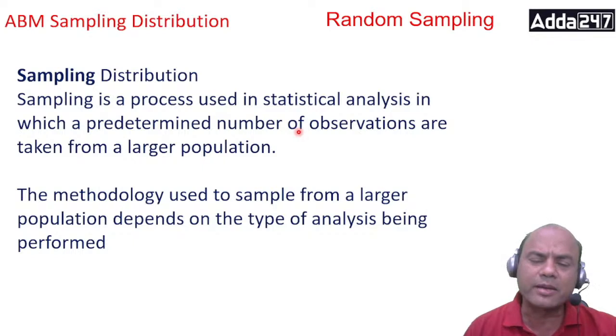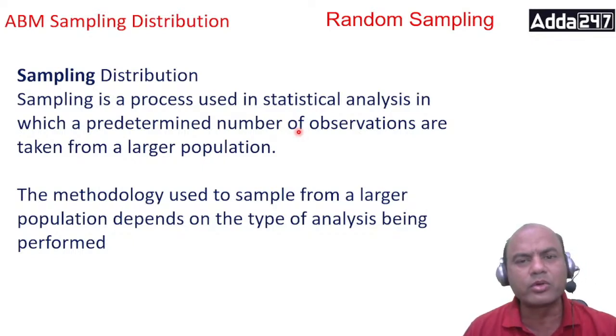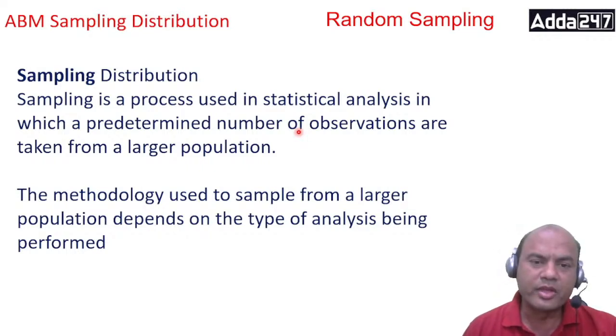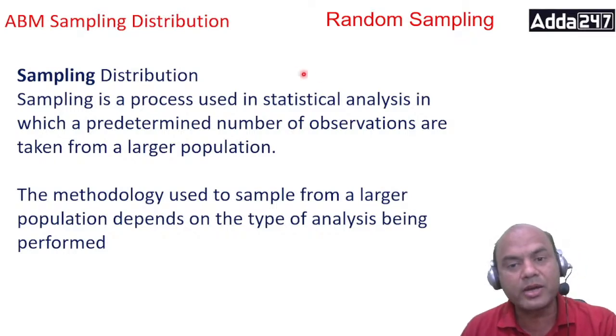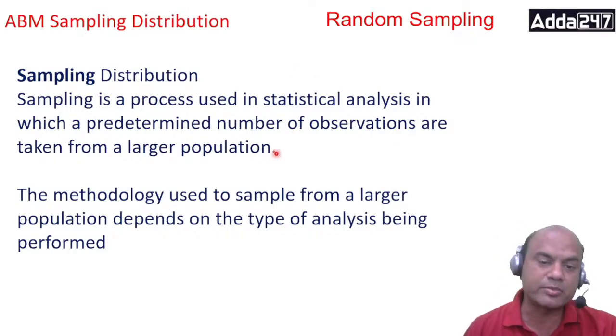I'll go on doing the samples, and how many numbers I don't know. I'll take 500, then 1000, then 1 lakh. It won't end. So you must first decide where I have to stop. So a predetermined number of observations are taken from the larger population.